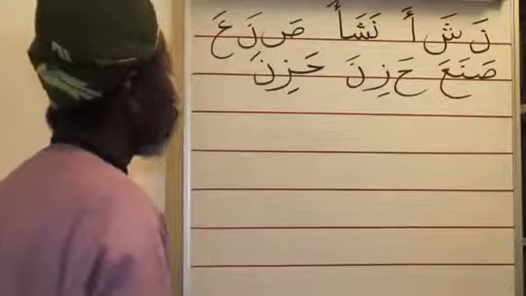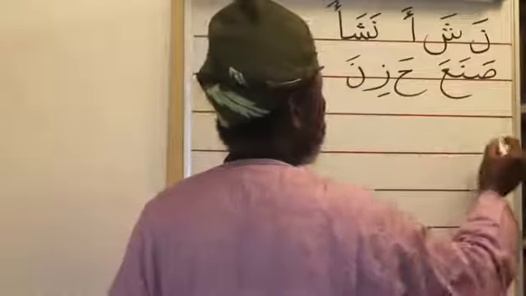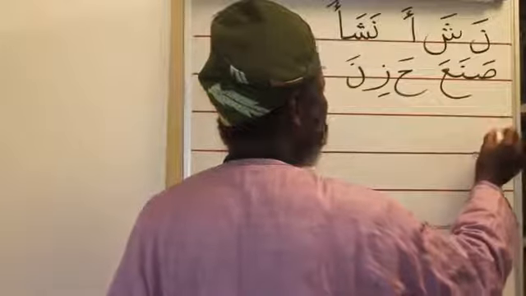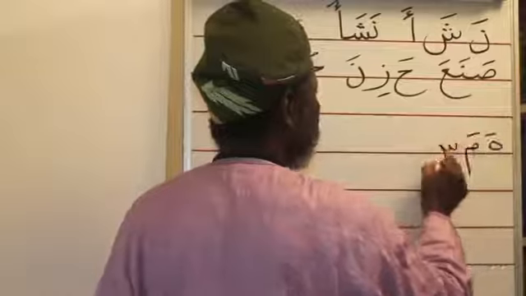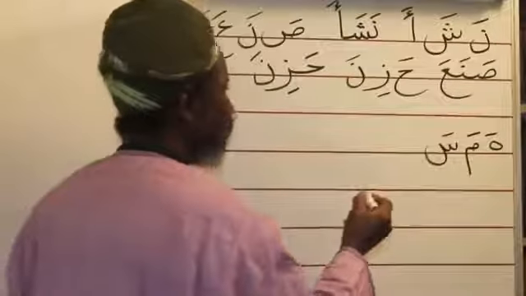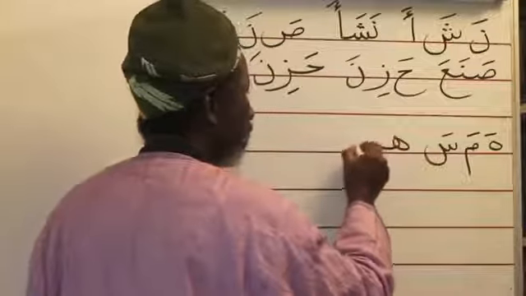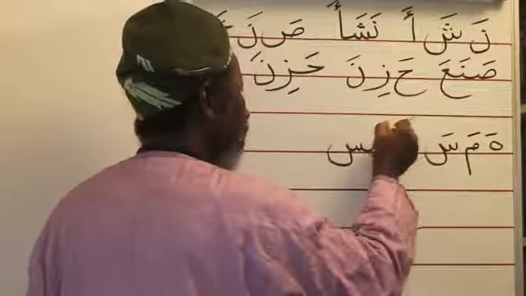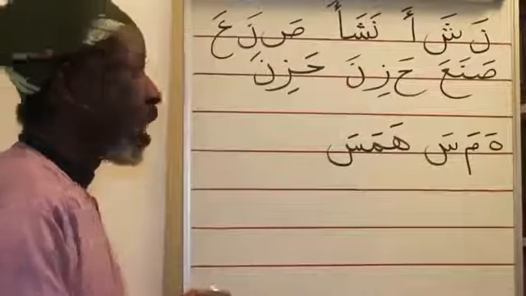Ha. Ha at the beginning. Hamasa. So we have ha. Now isolate mim, and then sa. Joint format. Ha, ma, sa. Hamasa.